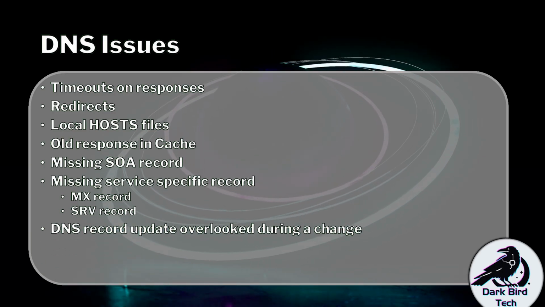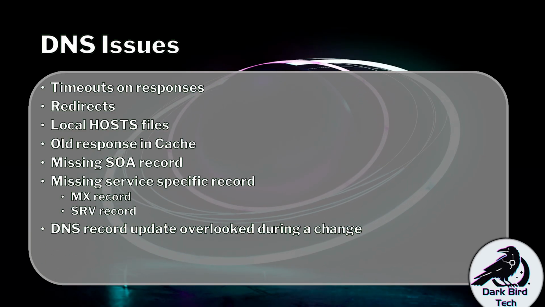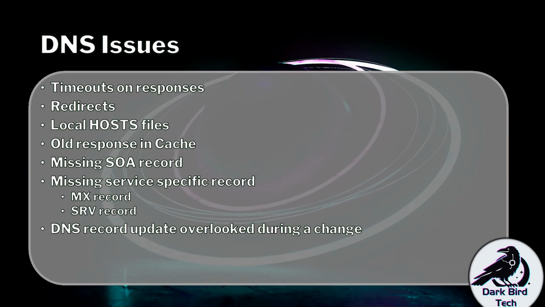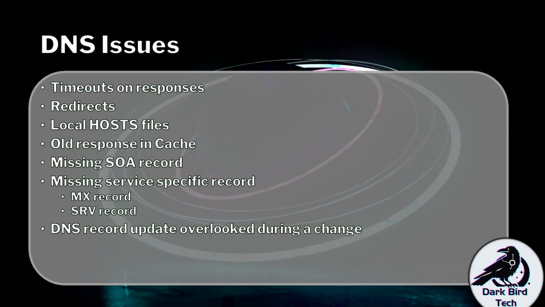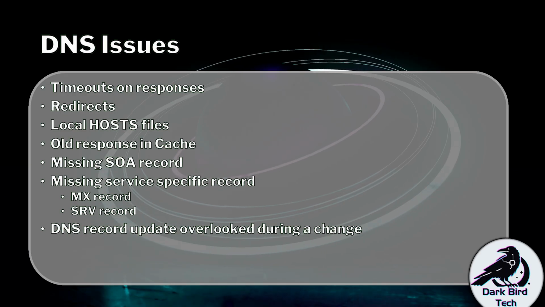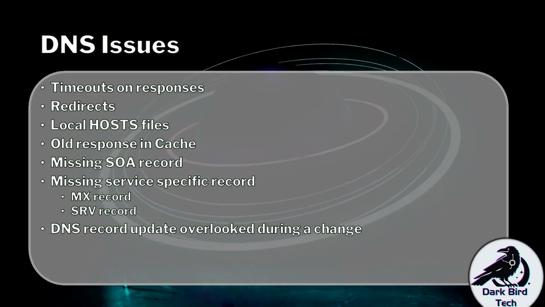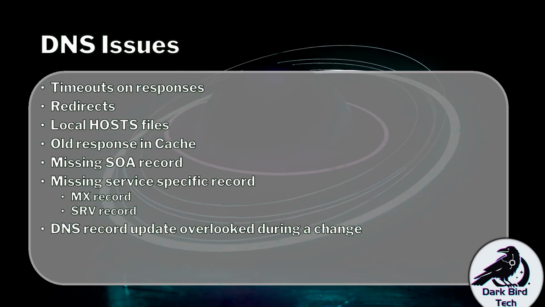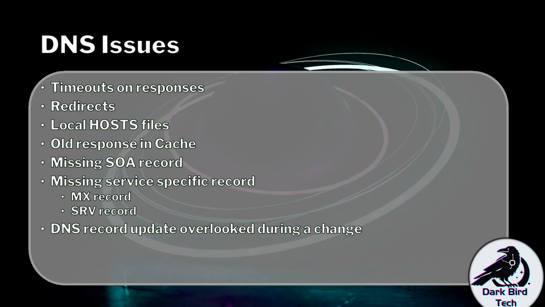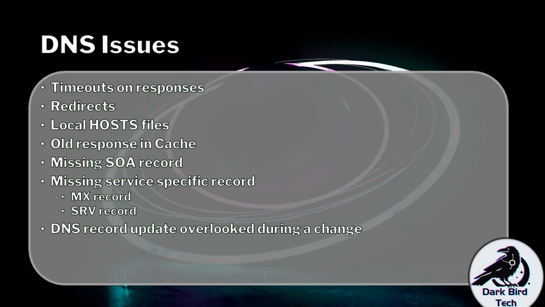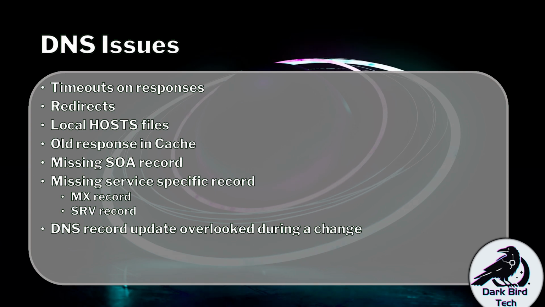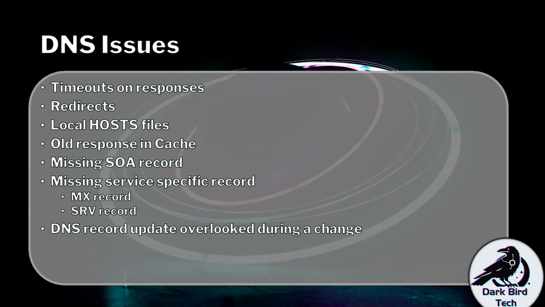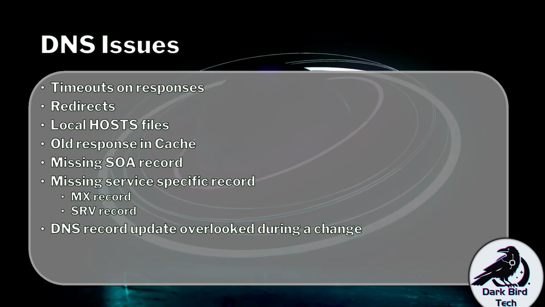Also, a DNS record update might have been overlooked during a change. You might have moved a particular service to another IP address, but people forgot to go and update the DNS record. So the DNS server is giving the correct answer, at least as far as its records are concerned, but the records are out of date. It's like if you get a new phone number, but you don't tell people what your new phone number is. Don't be surprised when they try and call you on your old number. You need to update their records too.